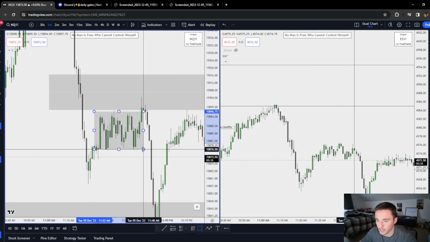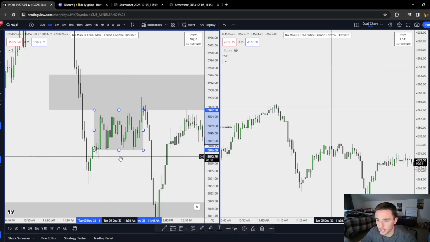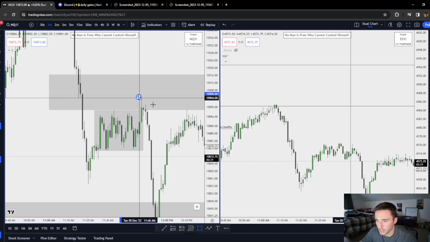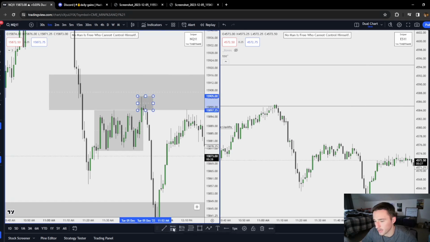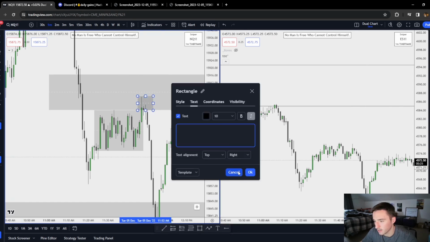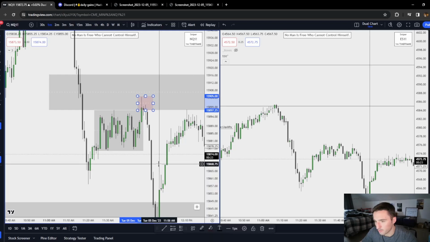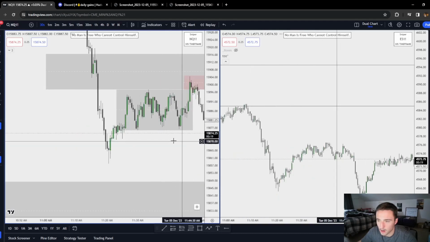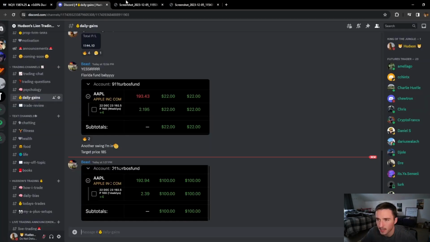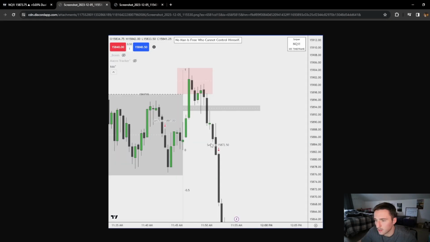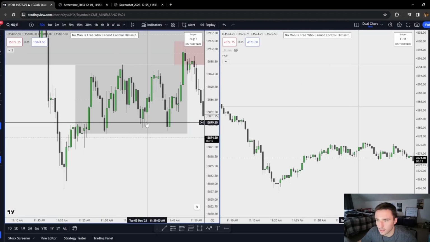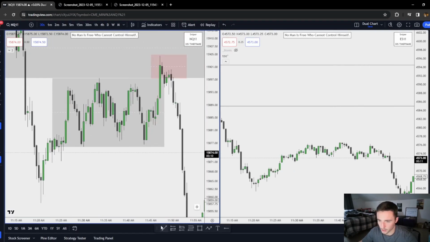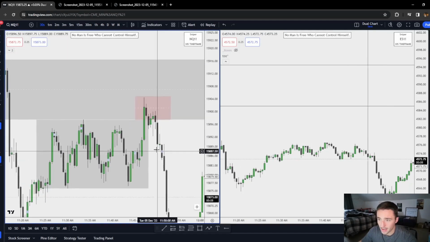So we have our accumulation right here. Right here is our manipulation into that 15-minute fair value gap, right? Higher time frame PD array. So let's mark that red. And I took my first entry early right here, right there, yeah, right here, because I thought we were just about to distribute down.